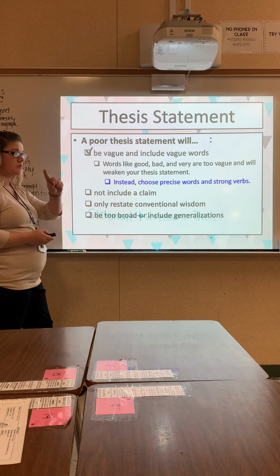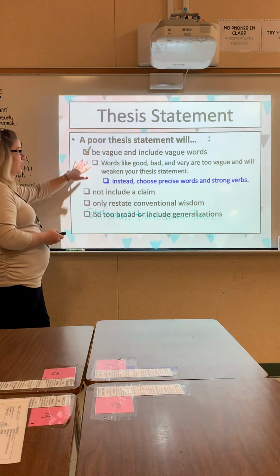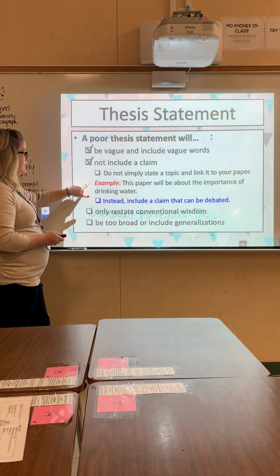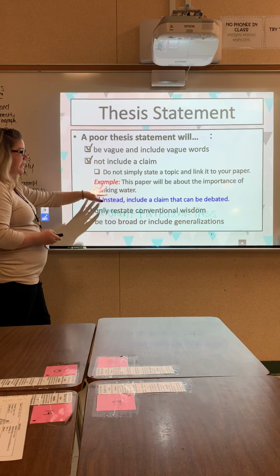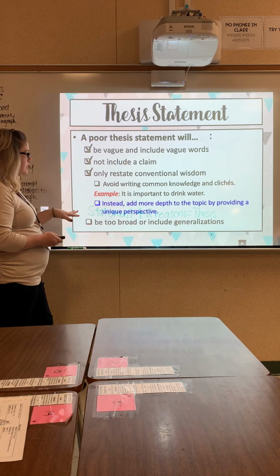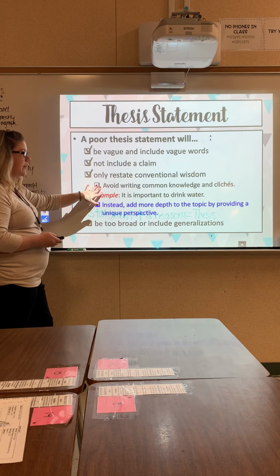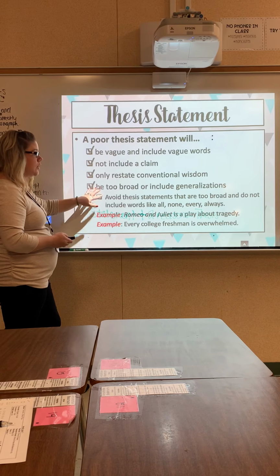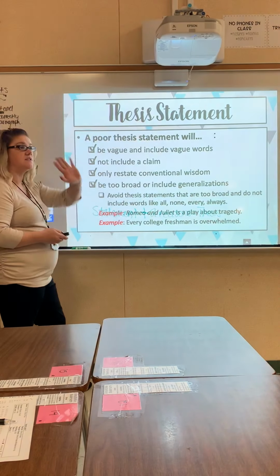Okay, let's talk about the bad thesis real quick, because this is what you had to do on the worksheet. You had to say what was wrong with things. What can make it wrong is if it's too vague and the words are too vague. If you don't have a claim, so if you did not pick a side to anything. If you only restated the topic but didn't have 2 reasons. And then if it's too broad, like you don't have reasons.